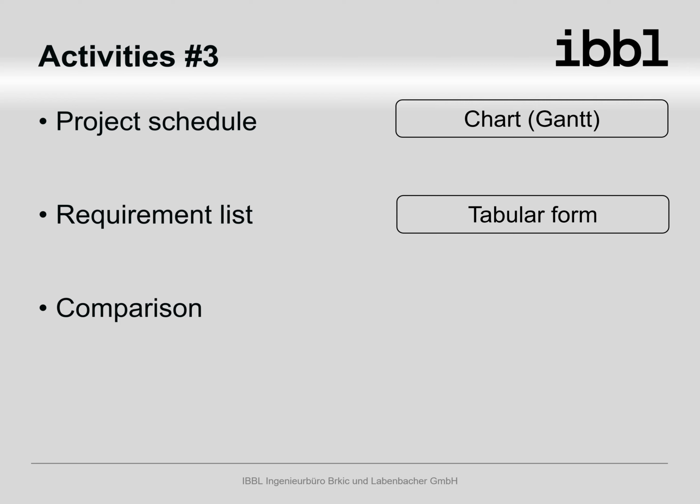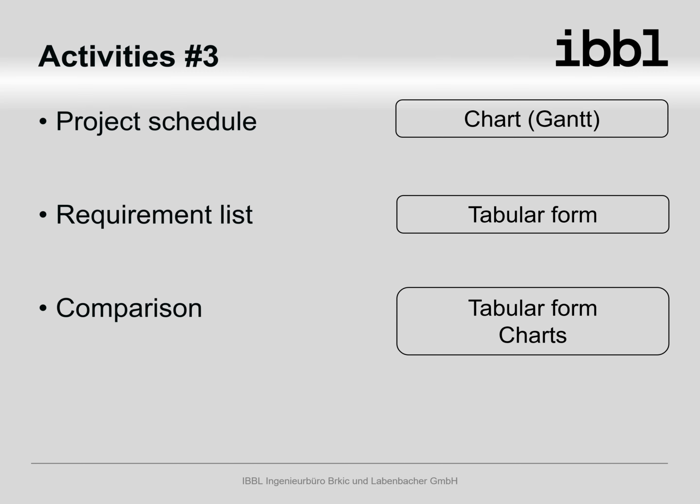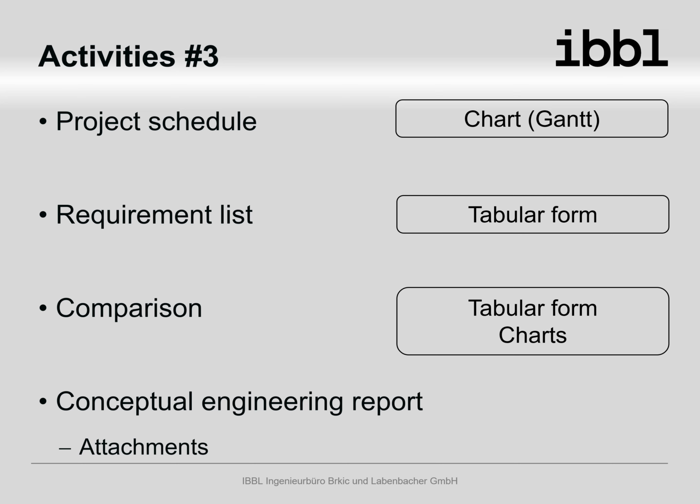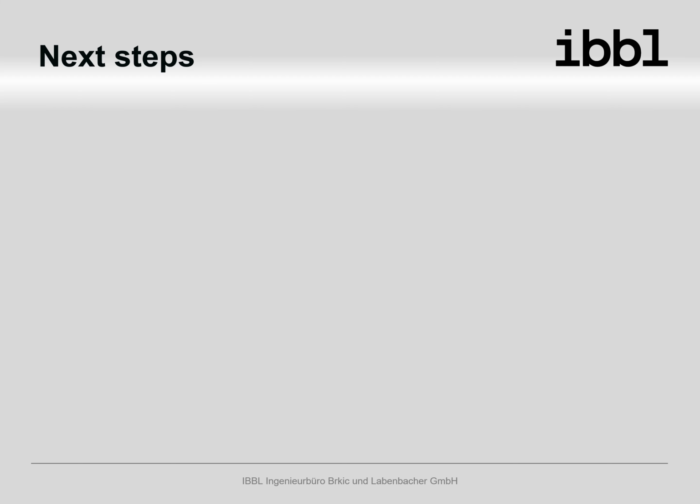In case more than one variant of the project was investigated, a comparison shall be made. The results are presented in tabular form as well as charts. A report with attachments describing the project will provide the required information for discussion and decision making. The report is of course presented in textual form. The documentation of conceptual engineering will answer the requirements of the decision makers.